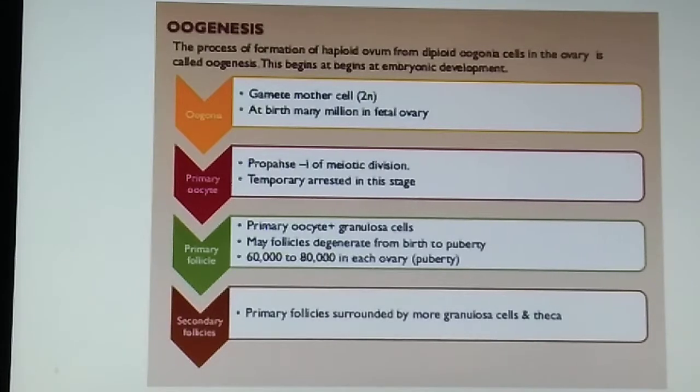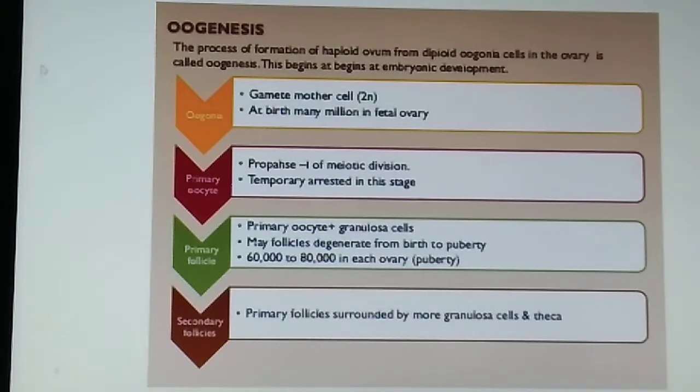Then, students, each primary oocyte gets surrounded by a layer of granulosa cells, and they are known as primary follicles at this stage. Then a large number of these follicles degenerate during the phase from birth to puberty. Therefore, at puberty, only 60,000 to 80,000 primary follicles are left in each ovary. Now, students, the primary follicles get surrounded by more layers of granulosa cells and a new theca, and at this stage they are known as secondary follicles. So look here, students, these are the secondary follicles.